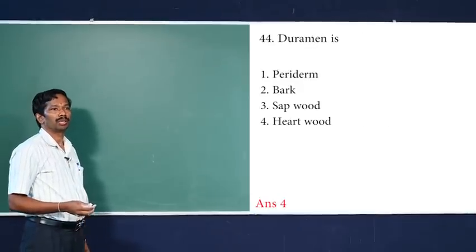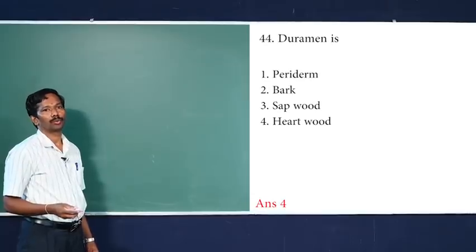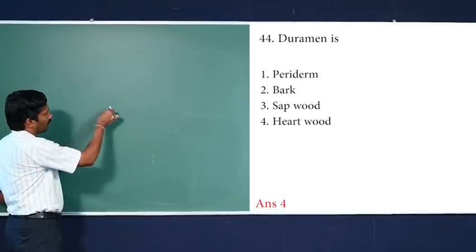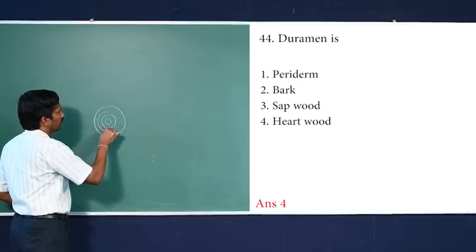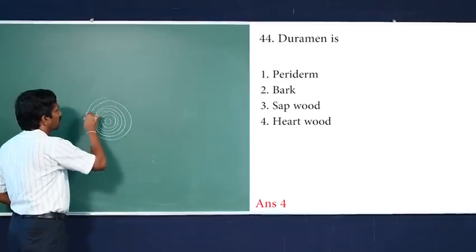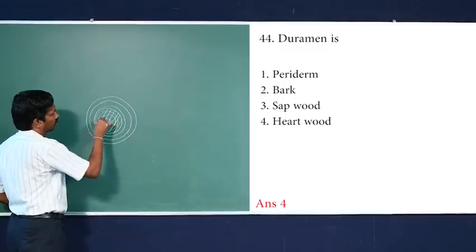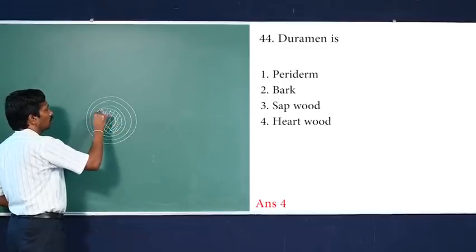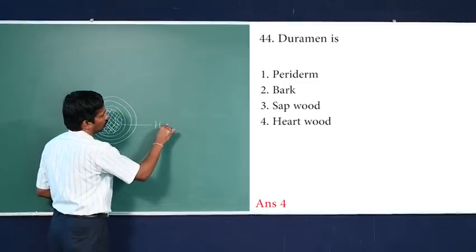Next question: Duramen is option number 1, periderm. Second option is bark. Third option is sapwood, and fourth option is heartwood. After secondary growth in the stellar region for a few years, say for about 10-15 years, the centralmost xylem elements slowly become non-functional, and these non-functional xylem elements are called heartwood, or it is also called duramen.